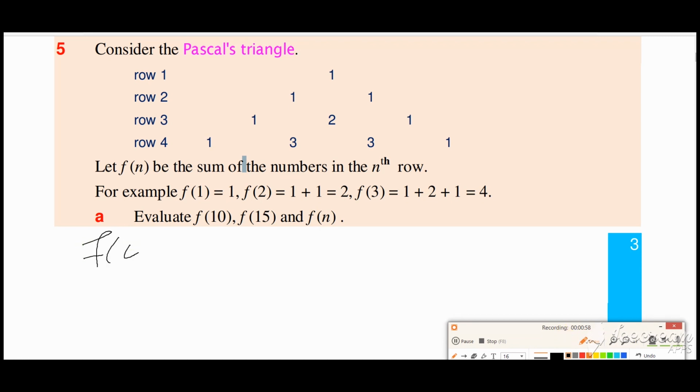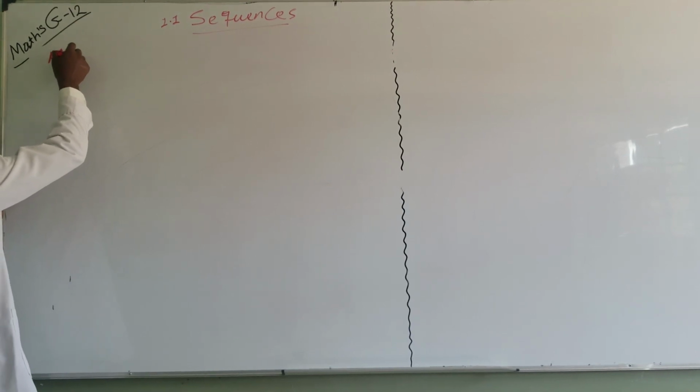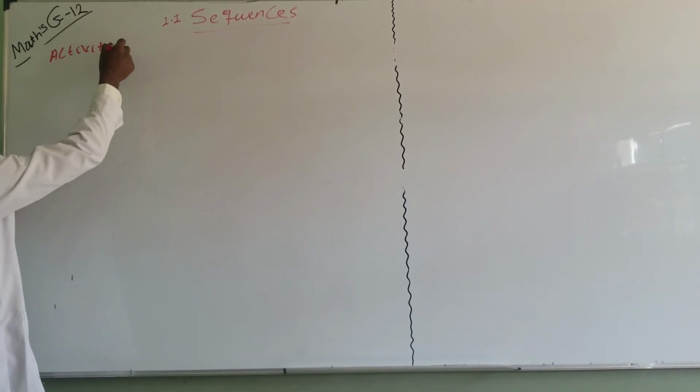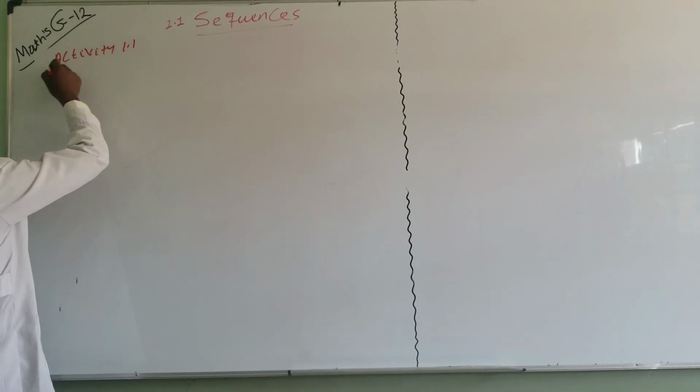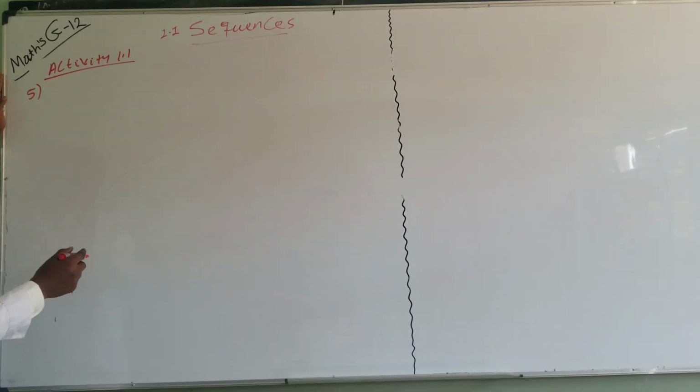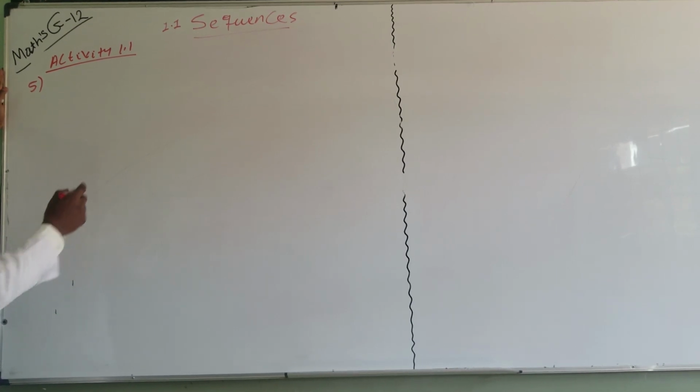f of 4 is equal to 1 plus 3 plus 3 plus 1 which is equal to 8. Then activity 1.1 question number 5, a row of the Pascal triangle is given for us.